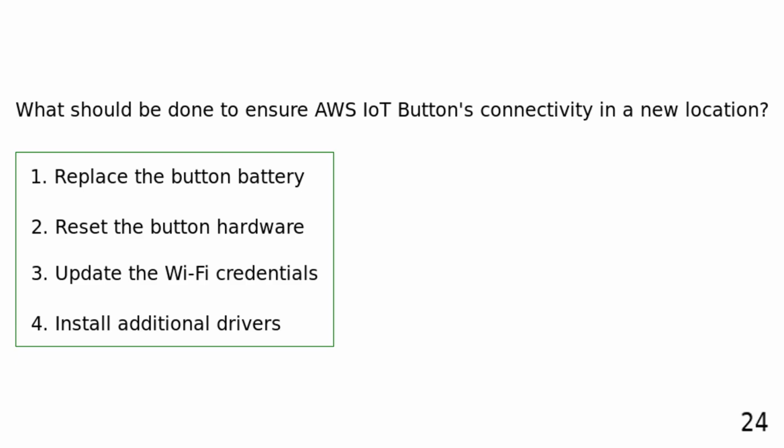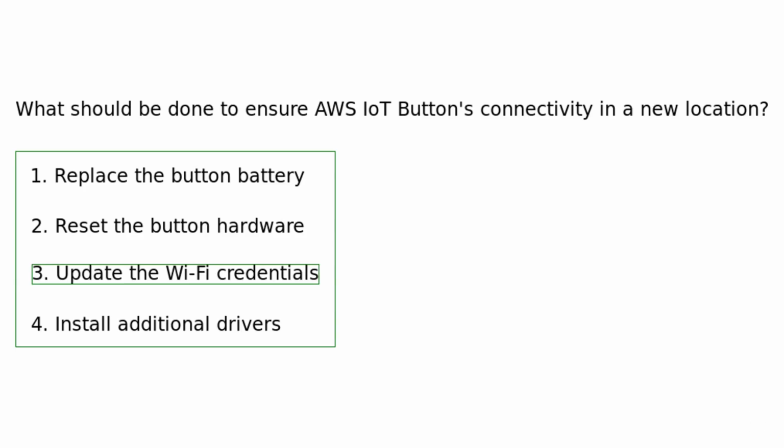What should be done to ensure AWS IoT button's connectivity in a new location? Replace the button battery. Reset the button hardware. Update the Wi-Fi credentials. Install additional drivers. Updating the Wi-Fi credentials ensures the AWS IoT button can connect to the internet in a new location.